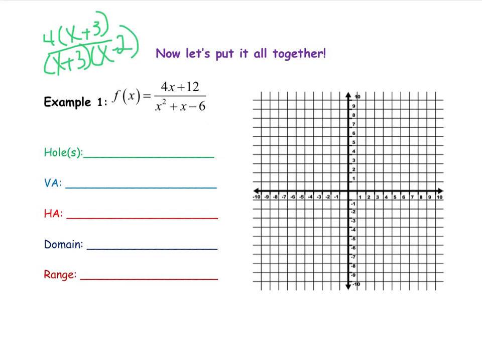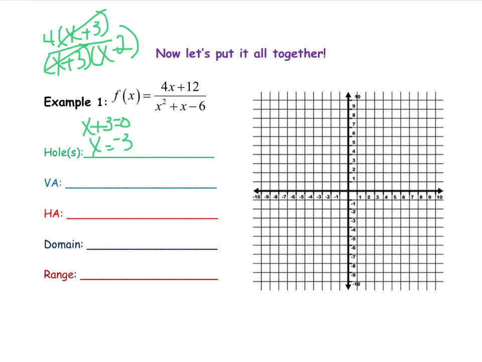Now I'm ready to cross out my common factors, so I can cross out the x plus 3's. And now I can find the x coordinate of my hole. Remember, I take the crossed out factor in the denominator, which would be x plus 3, and I set it equal to 0, so that means x is equal to negative 3. So that's my x coordinate.